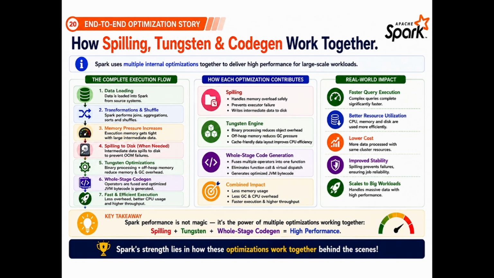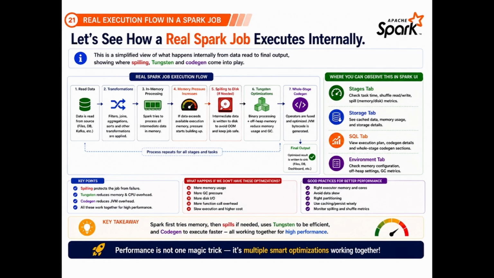Now let's move from theory to reality, because everything we've discussed so far doesn't happen in isolation. It all happens during a real Spark job. So let's walk through what Spark is actually doing behind the scenes. Imagine you're processing hundreds of gigabytes of data. Spark begins by reading data from a source. It could be files, a database, or a streaming platform like Kafka.